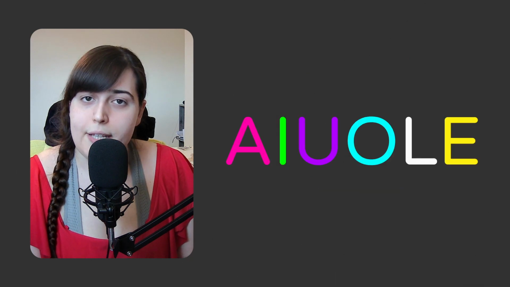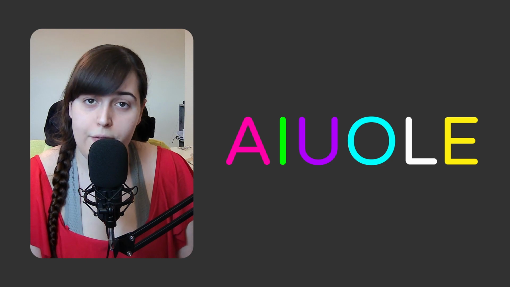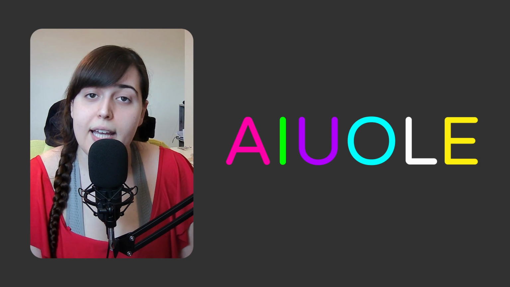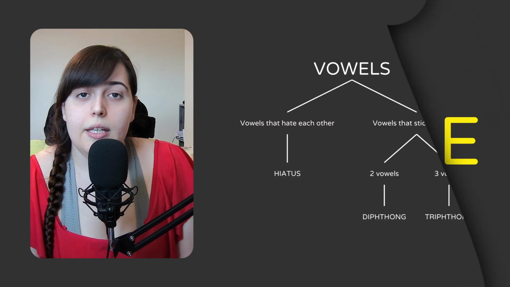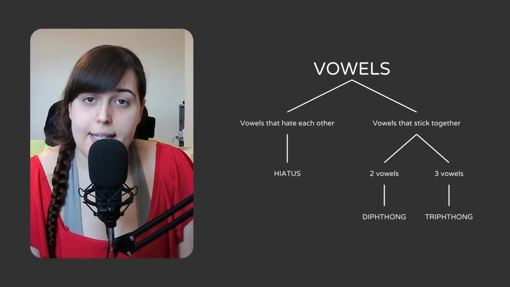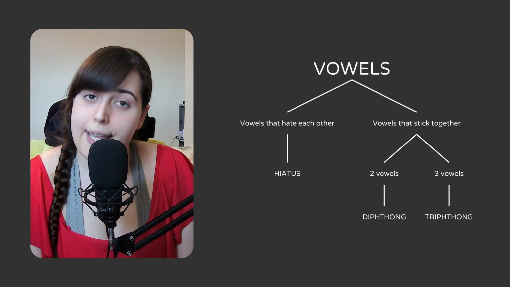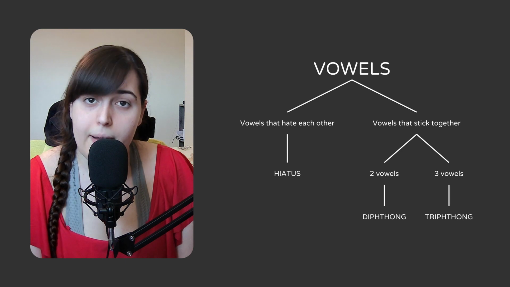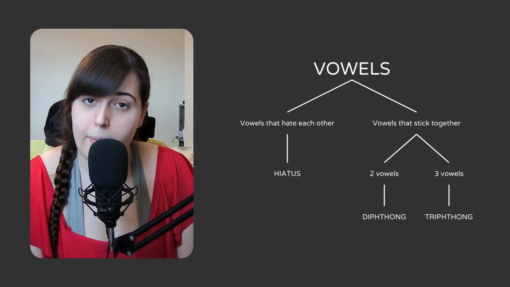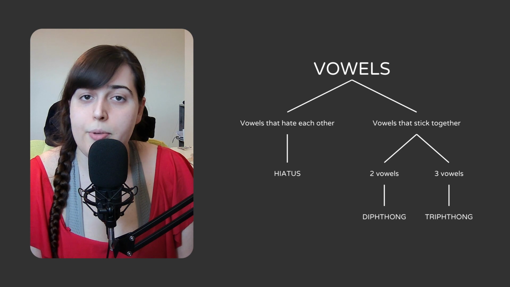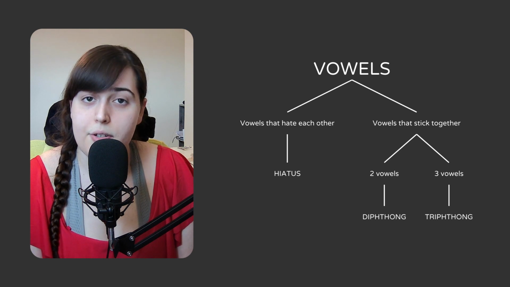Now, you know when I said vowels are so fundamental that there are no Italian words without vowels? Well, not only that, we even have a word that has all the vowels. This word is aiuole, flower beds. Given this example, you can easily guess that Italian has plenty of words that contain consecutive vowels, so we have to distinguish between vowels that hate each other and want to stay apart, and vowels that stick together and form syllables. In the first case, the phenomenon is called hiatus. In the second case, it depends.